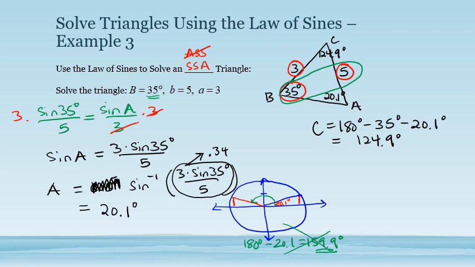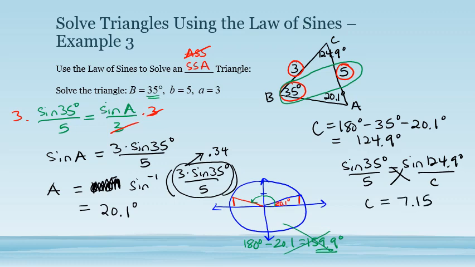And now the last thing that I need to do, I'm going to use that anchor of the sine of 35 degrees over 5, and I'm going to set that equal to the sine of 124.9 degrees over C. Cross multiply, and I'll let you do the work on that. I'm going to go ahead and cut to the chase and tell you that the final answer, I think, for C is 7.15.